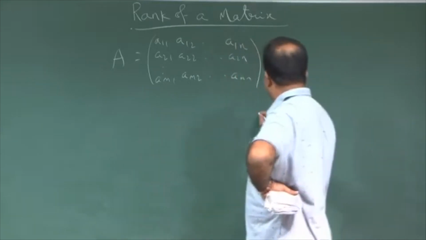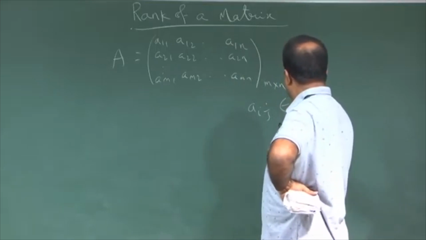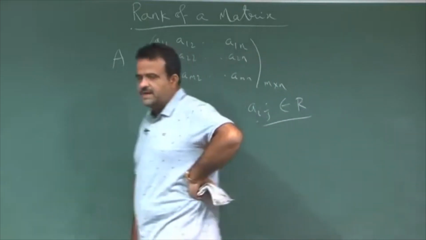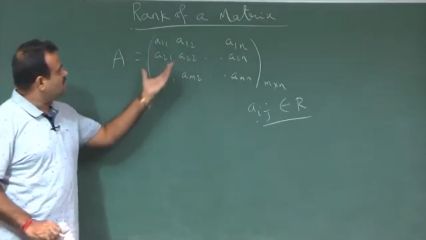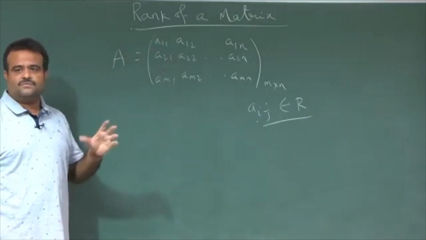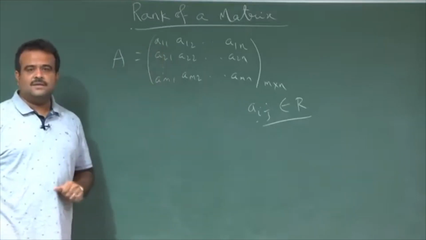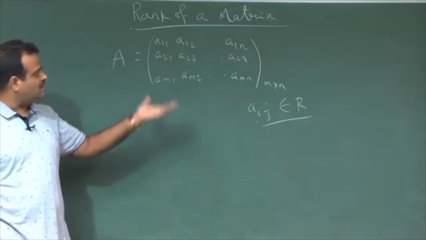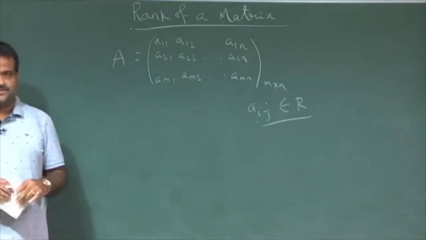Where the aij's are coming from a field, here we are taking real numbers, but it could be any field. So, this is a rectangular array of size m into n, and the entries are the elements coming from a field. Here we are taking an example of the real field. So, this is a real matrix.